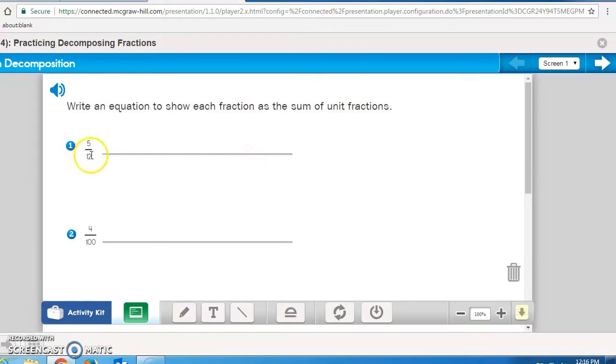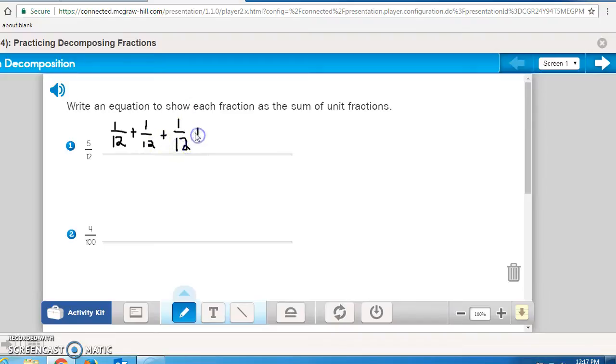So basically what you're saying is, how do I get 5/12ths? Well, you get 5/12ths by doing 1/12 plus 1/12 plus 1/12 plus 1/12 plus 1/12.